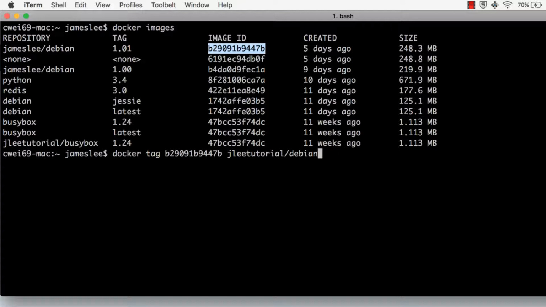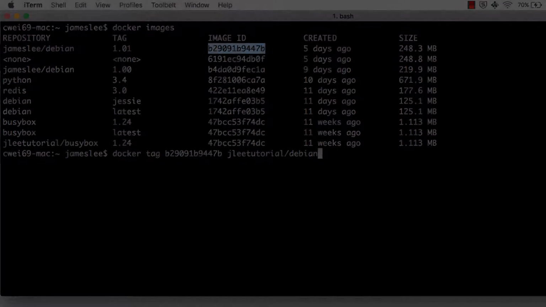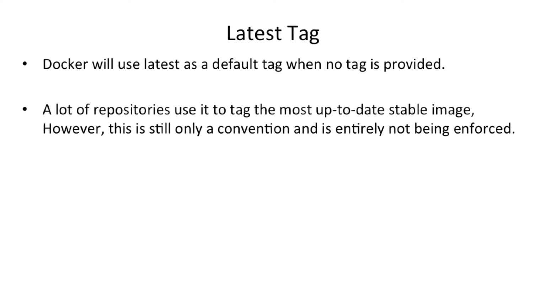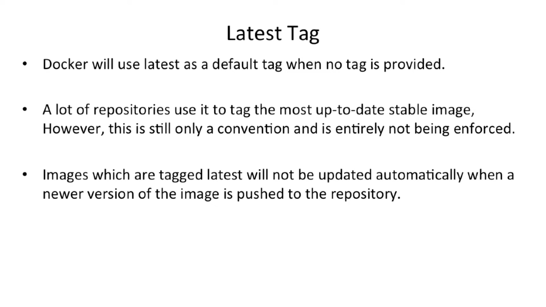But try not to use the latest tag unless you have to. Let me explain why. Docker will use latest as a default tag when no tag is provided. But beyond that, the latest tag has no special meaning. A lot of repositories use it to tag the most up-to-date stable image. However, this is still only a convention, and it's not being enforced. Images which are tagged latest will not be updated automatically when a newer version of the image is pushed to the repository. If you're shipping Docker images to a production environment, you should just ignore the latest tag. Don't use it, don't be tempted by it.